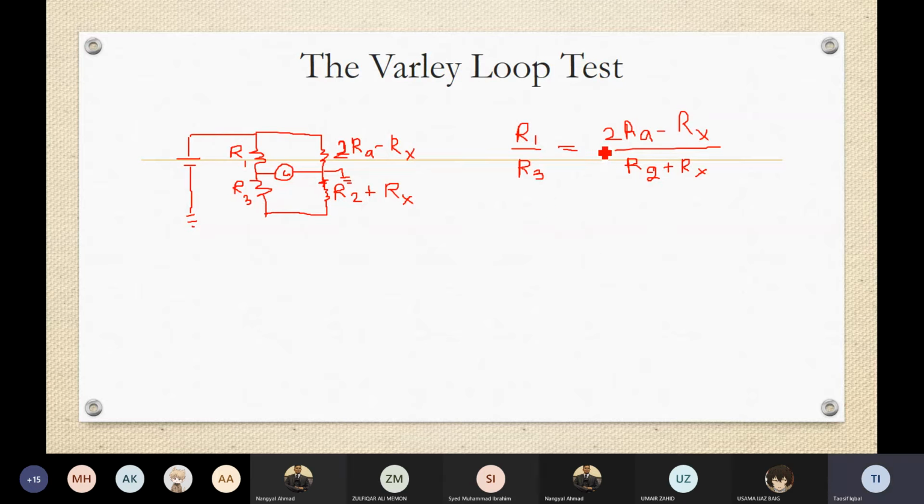So now let's find the value of Rx. So we have R1 multiplied by R2 plus Rx. On this side we will have R3 times 2 RA minus Rx, R3.